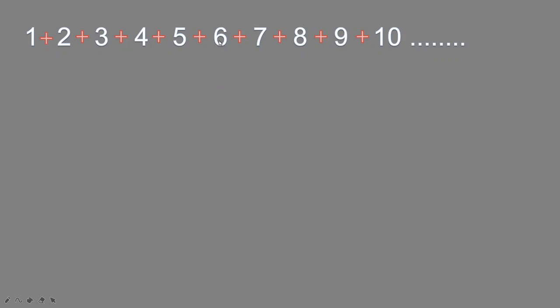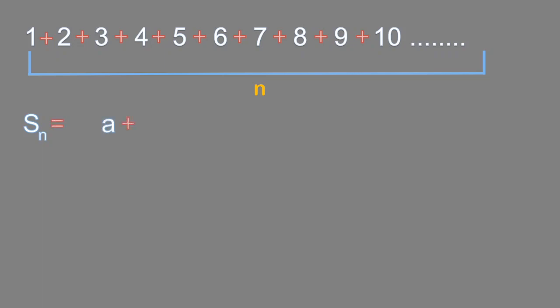So suppose there are n terms, and my question is to find the sum of the series. You all know how to do it because you know the formula to find the sum of an AP, that is an arithmetic progression. The formula is A plus L, that is the first term plus last term, into the number of terms, that is n, whole divided by 2.